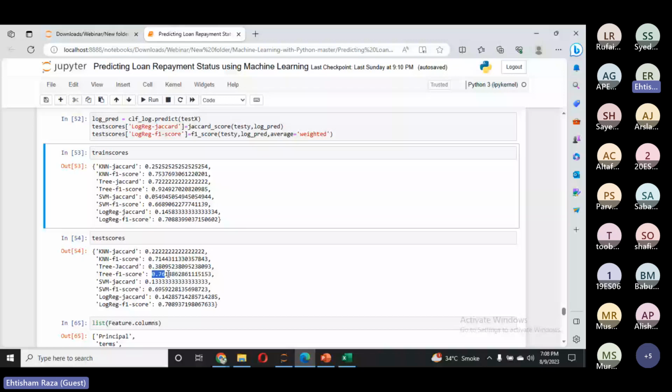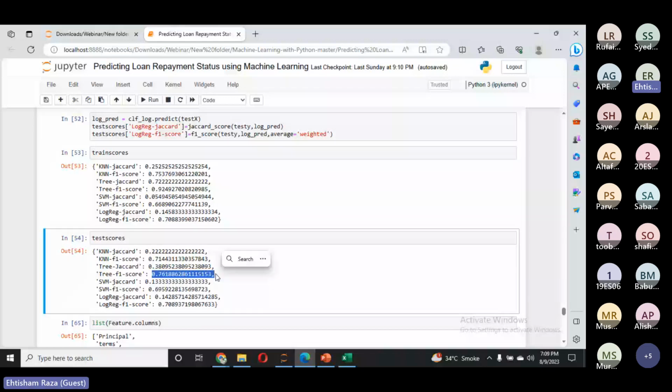But if you see the logistic regression, it is almost the same. It was 0.74 and 0.74. It is the same for both the training and testing samples. And also if we talk about the KNN, it is also around similar. So we have calculated the evaluation metrics of our model.